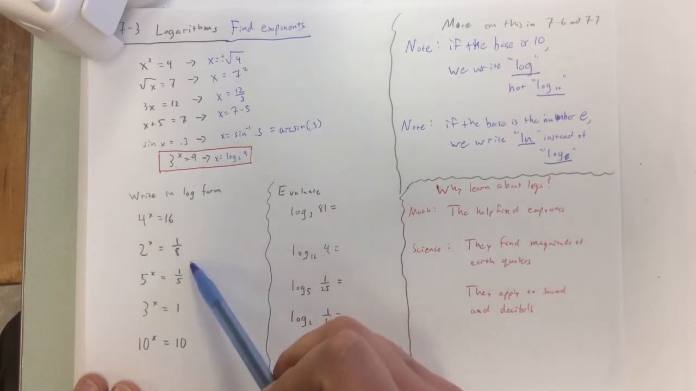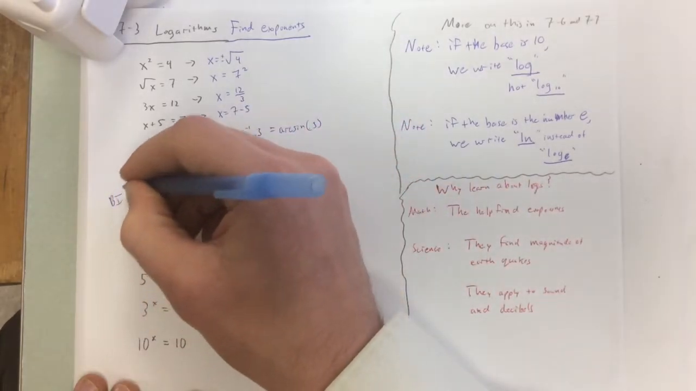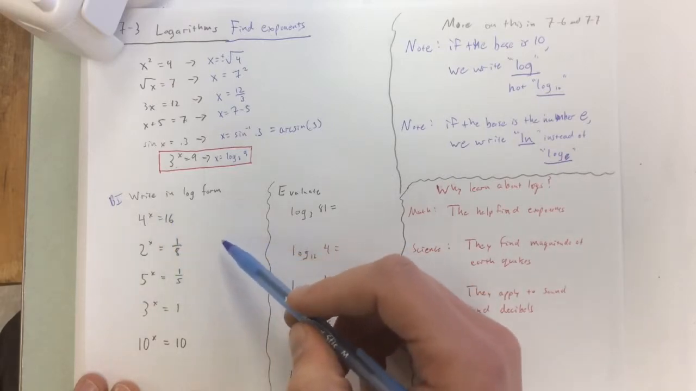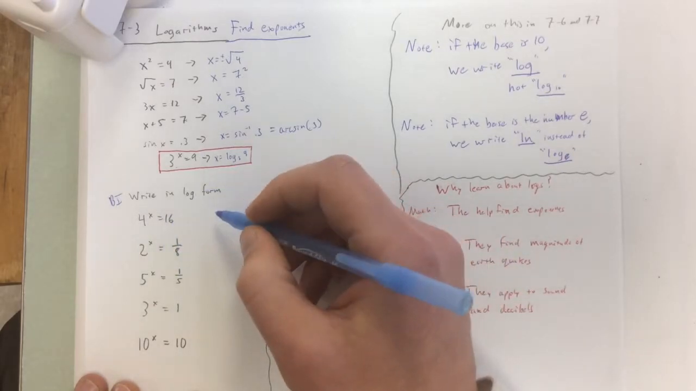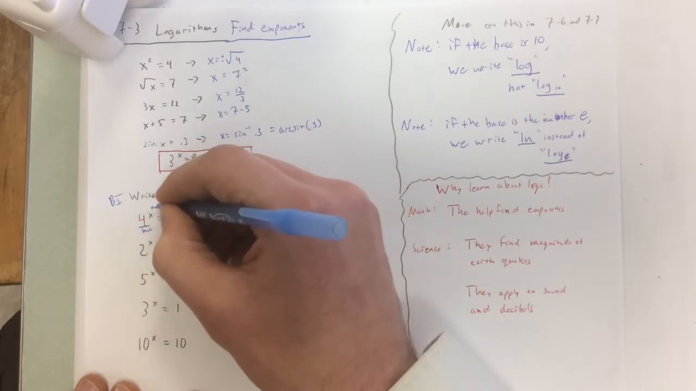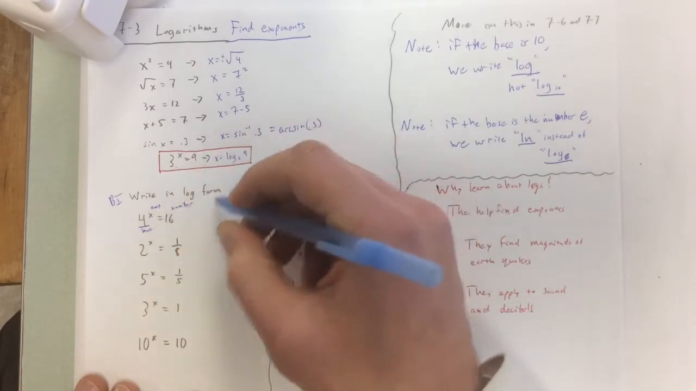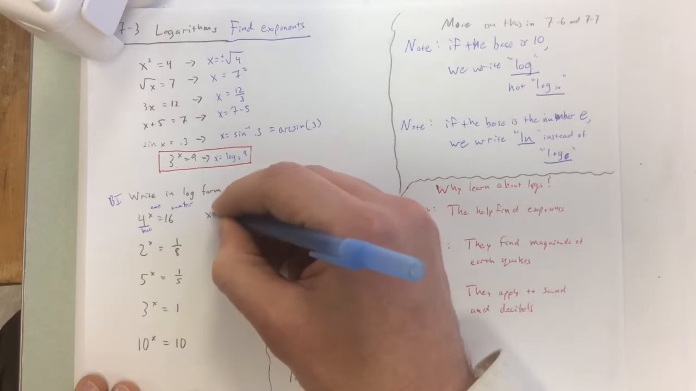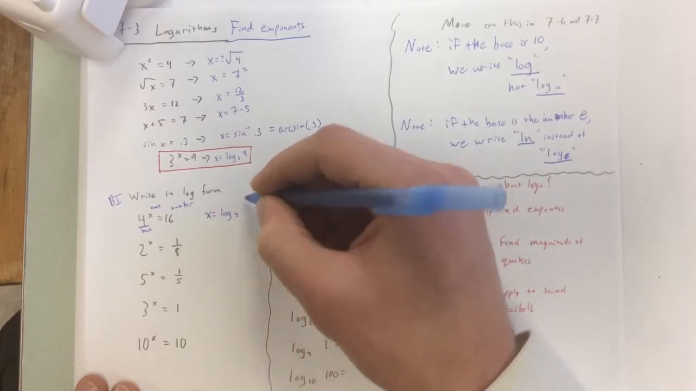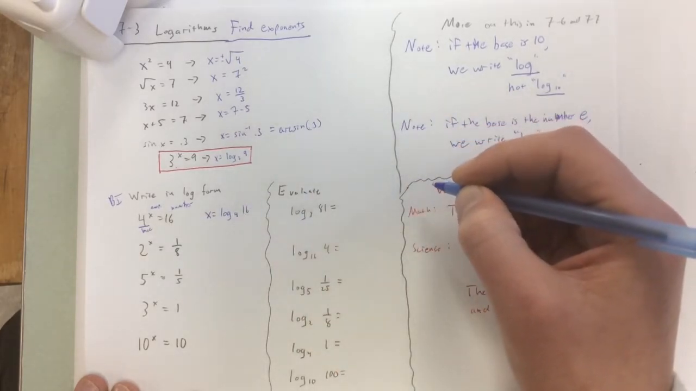form into logarithmic form. And also how to change it back. If I have 4 raised to the x is equal to 16, in log form, this is my base, this is my exponent, and this is just a number. I'm going to write x is equal to log base 4 of 16.